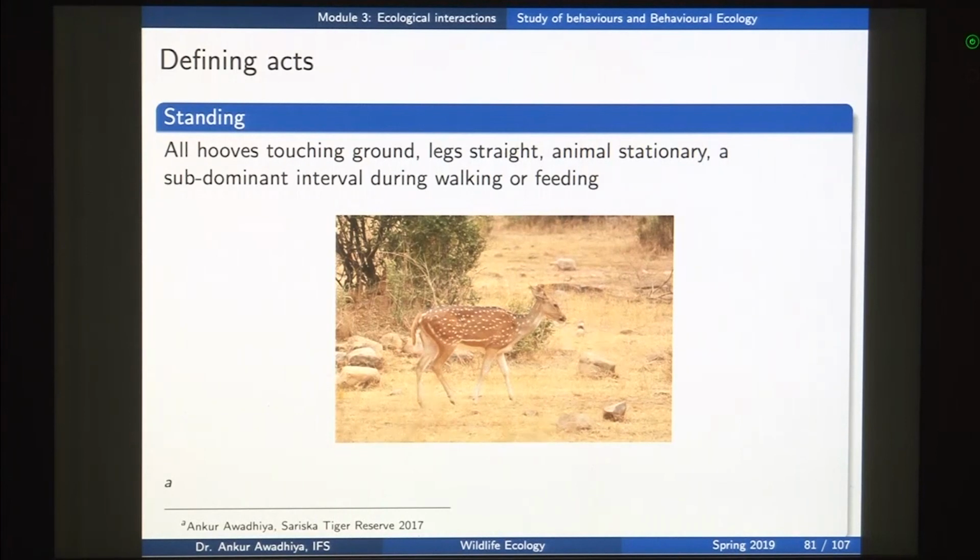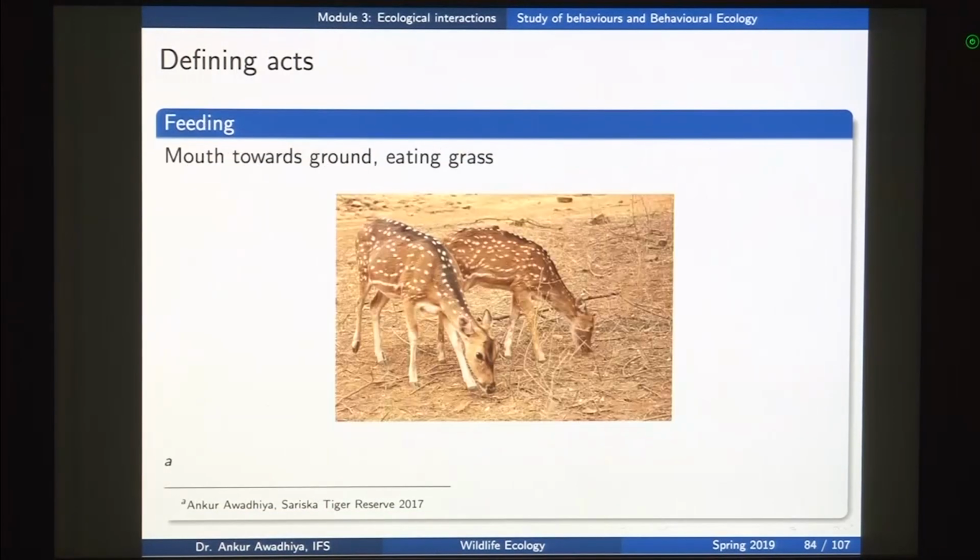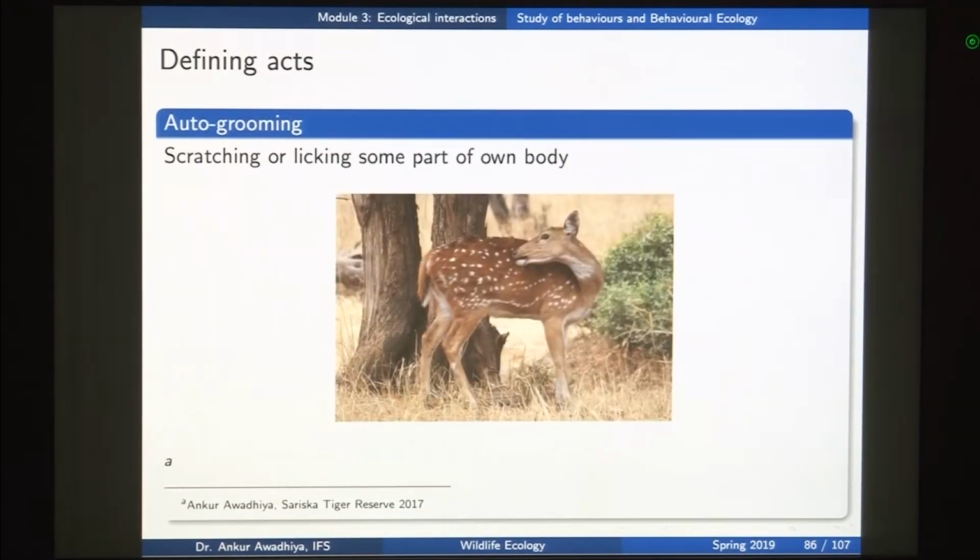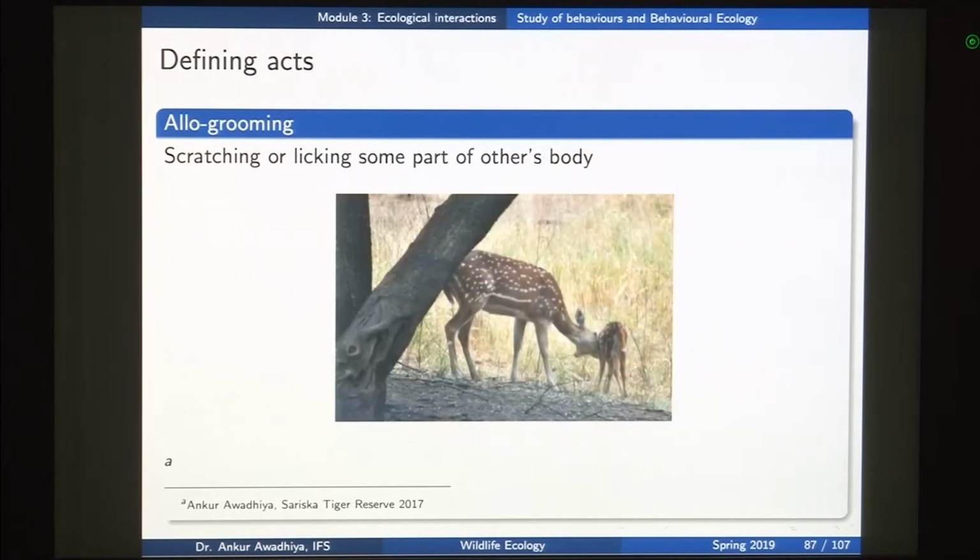So, we define sitting, standing, walking, looking, feeding, running. Auto grooming is when an animal is cleaning itself or scratching or licking some part of its own body. Allo grooming is when the animal is cleaning or scratching or licking some part of somebody else's body. So, we have defined all of these acts.